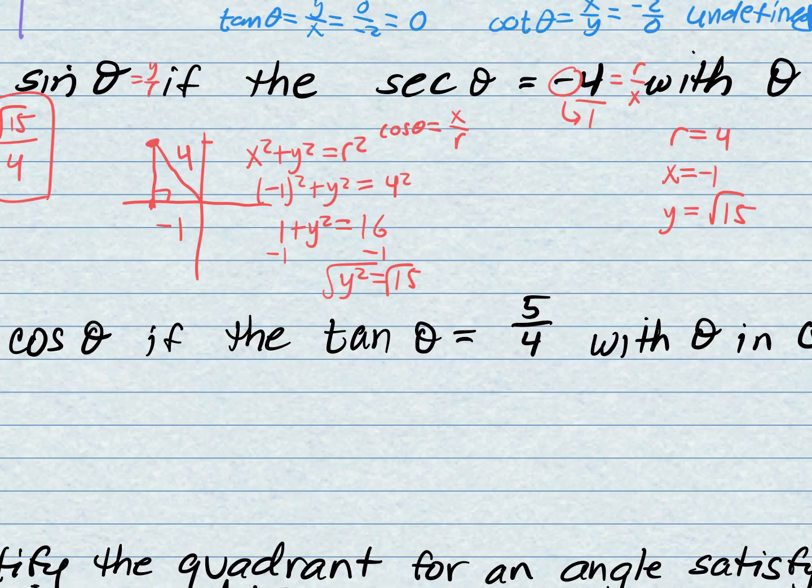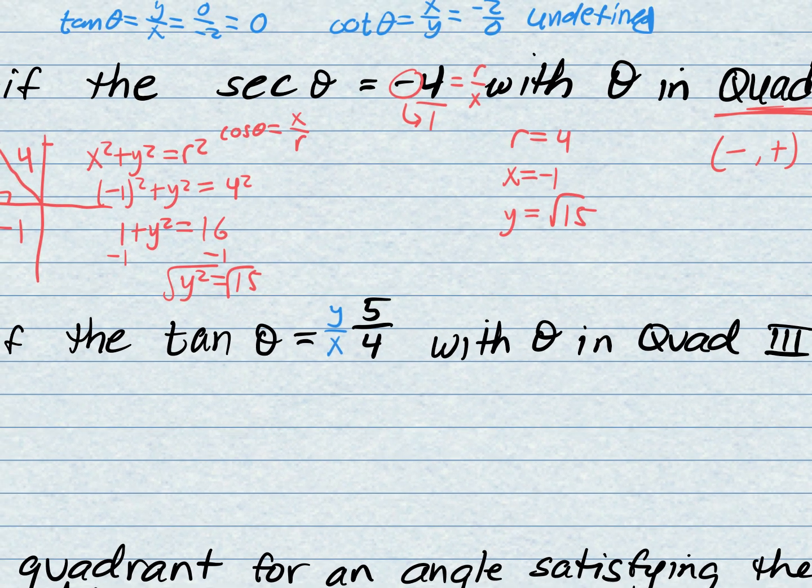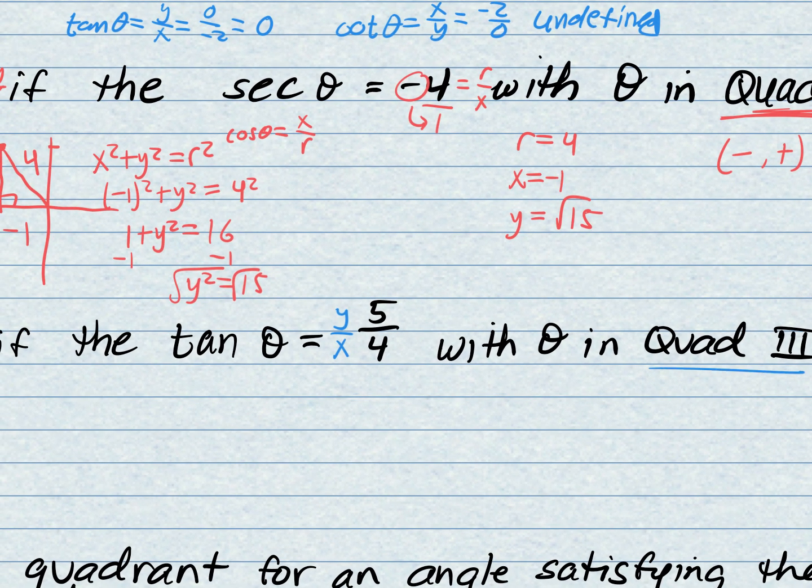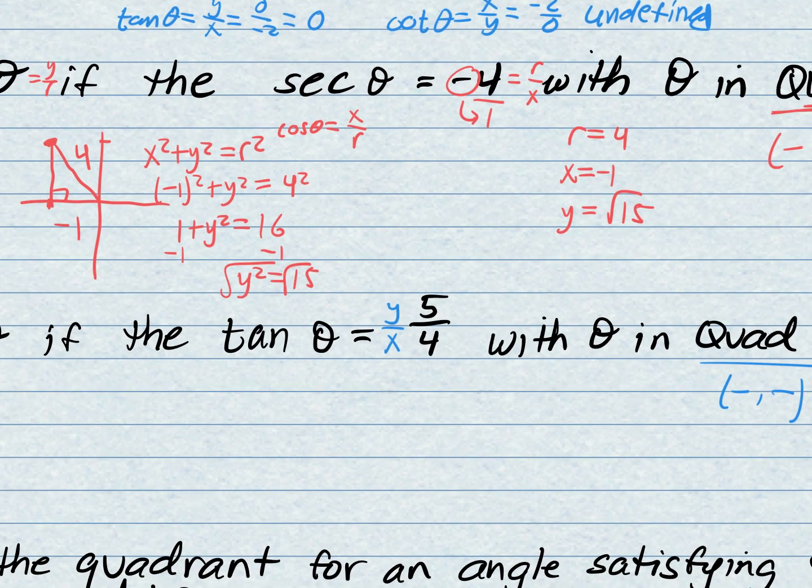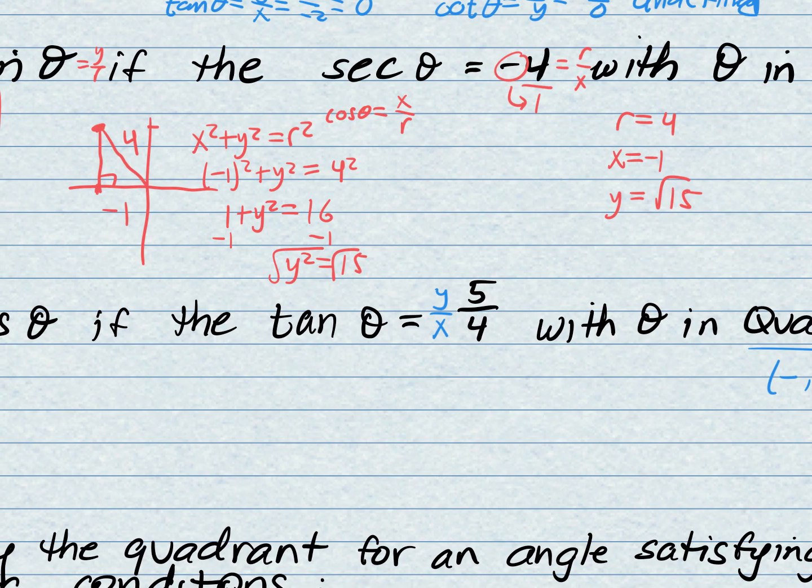I know that tangent in terms of x, y, and r is going to be y over x. And if my angle theta is in quadrant 3, keep in mind in the third quadrant, both x and y are negative. So if x and y are both negative, that would make 5 negative and 4 negative as well. My point is going to be negative 4, negative 5.